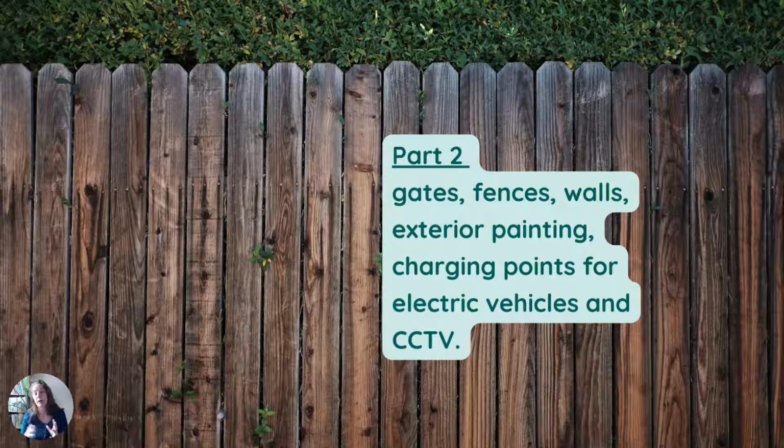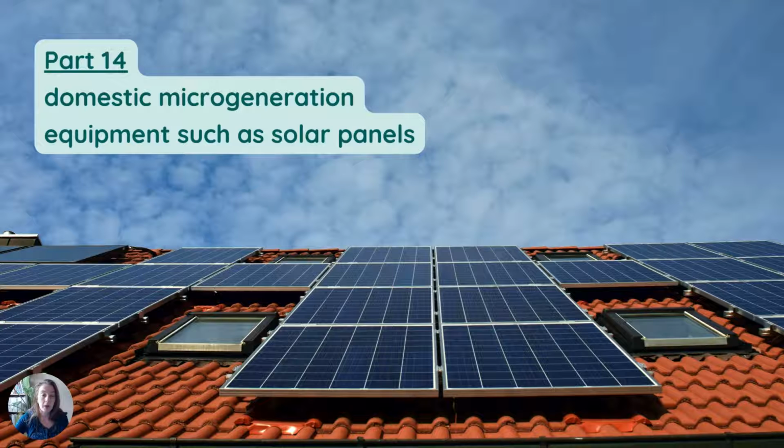Now in part 2, there are also several classes. I'm not going to go down through part 2 in as much detail because it's more about external details: the gates, the fences, the walls, if you want to paint externally, adding charging points for electric vehicles, adding CCTV cameras, these sorts of things. So if you are doing any of those, then you need to go and check in part 2.